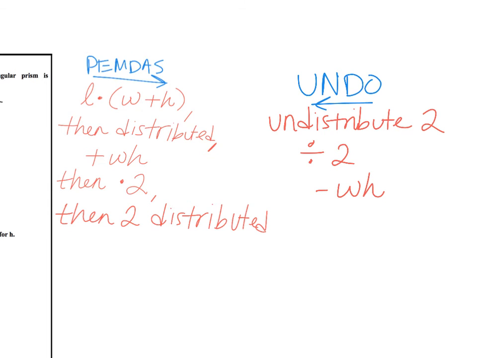Let me specify. This is then L was distributed. So how do I undo L being distributed? Undistribute the L. Go up the list again. And then L was multiplied by W plus H. So how do I get rid of the multiplication of W plus H? Divide by W plus H.